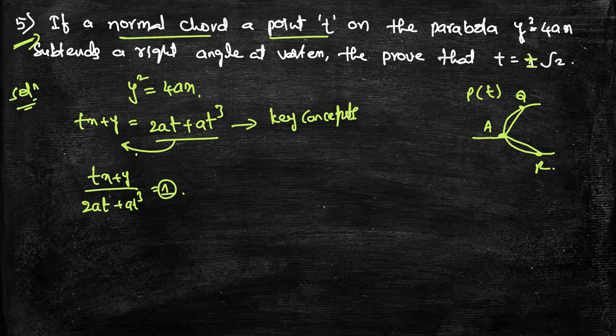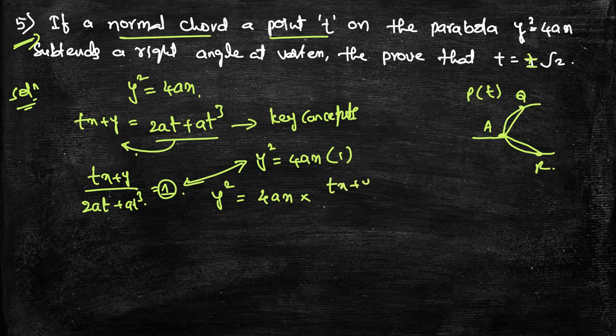And what is the parabola? y square is equal to 4ax, so 4ax into 1 we can write. Now we have to homogenize these two things. So y square is equal to 4ax into 1, where 1 is replaced with tx plus y divided by 2at plus at cube.